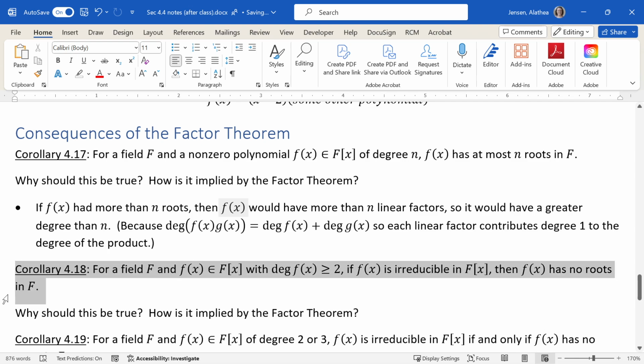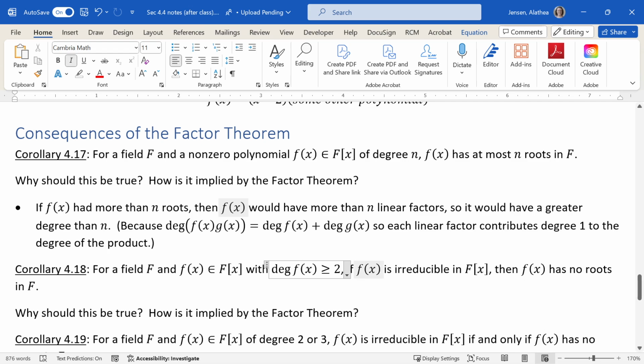So corollary 4.18, for a field F and little f of x in big F bracket x, with the degree of f of x greater than or equal to 2, so quadratic or higher, nonlinear. If f of x is irreducible in F bracket x, then f of x has no roots in F. So why should this be true? Pause the video and think about this for a minute.